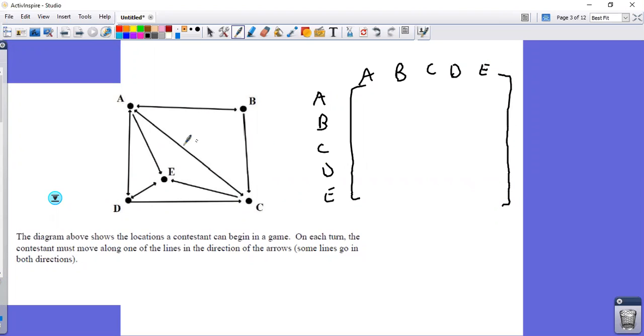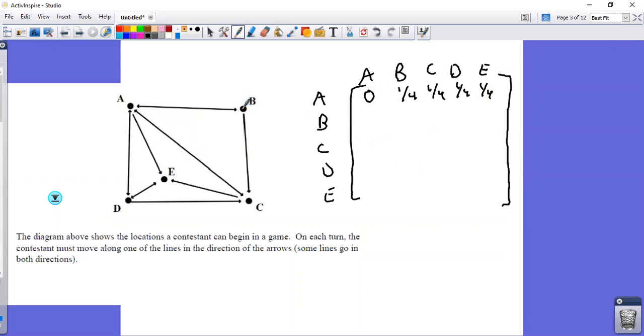So when you have something like motion, then use fractions. So the transition matrix says, the diagram shows a contestant. On each turn, the contestant must move along one of the lines in the direction of the arrow. So if you're at A, then you can go to B because this is a two-way. You can go to C, you can go to E, or you can go to D. You can go to any one of the four of them. You just can't stay at A. So since there's four of them, there's a fourth of a chance that you would go to any one of those.